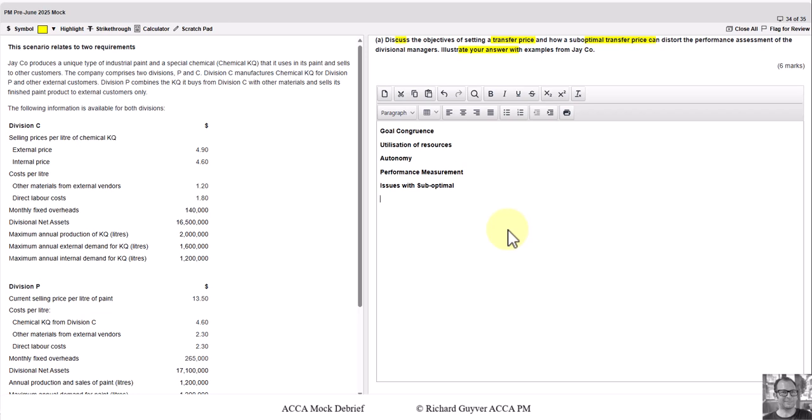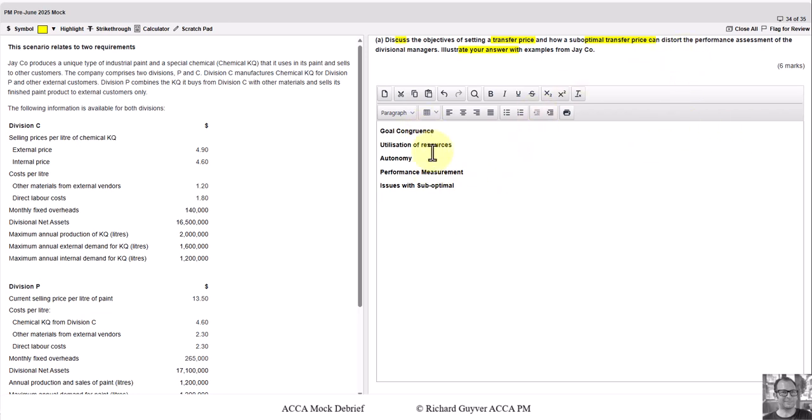Autonomy is about the managers being able to make choices, to make the right decisions, but to be trusted to do that, and that leads into their motivation. And performance measurement, if we have a good transfer price system, then we're able to measure the performance of those managers. And then the 5th heading is the issues with suboptimal.